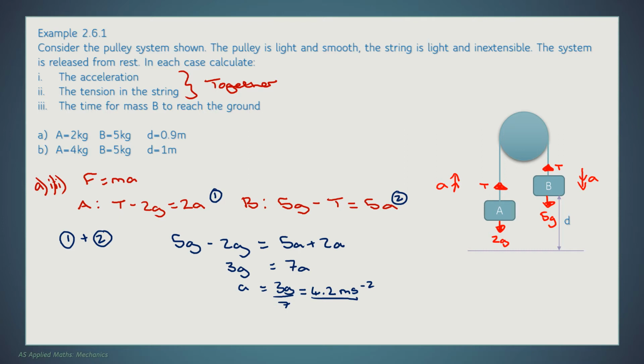Once we've done that, then we can work out what the tension is, and I'm going to consider substituting it into equation 1 because the tension is positive there. So I've got 2 times, I'm going to go for the full value, and then I add 2g. And when I do that, to two significant figures, I get my tension to be 28 newtons.